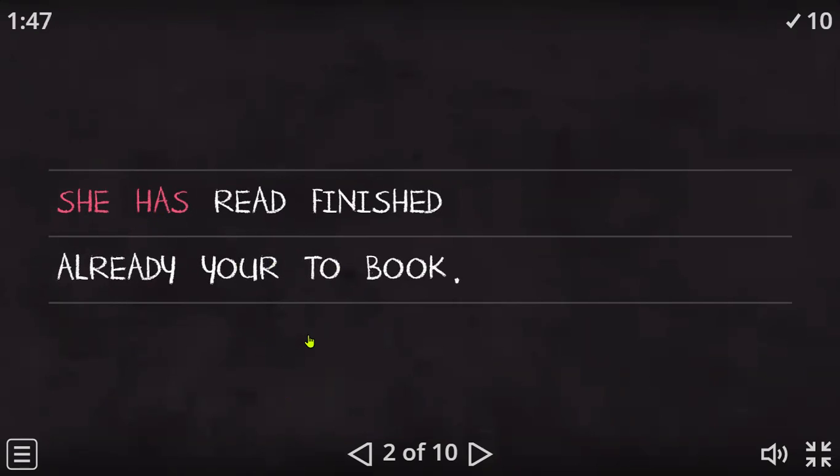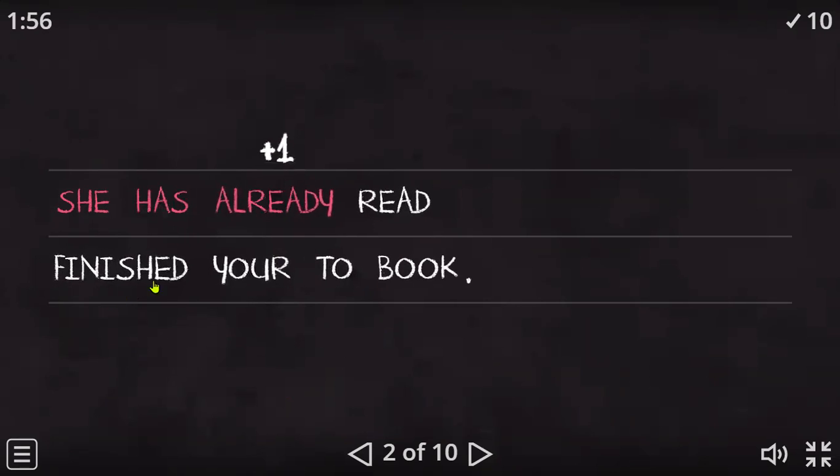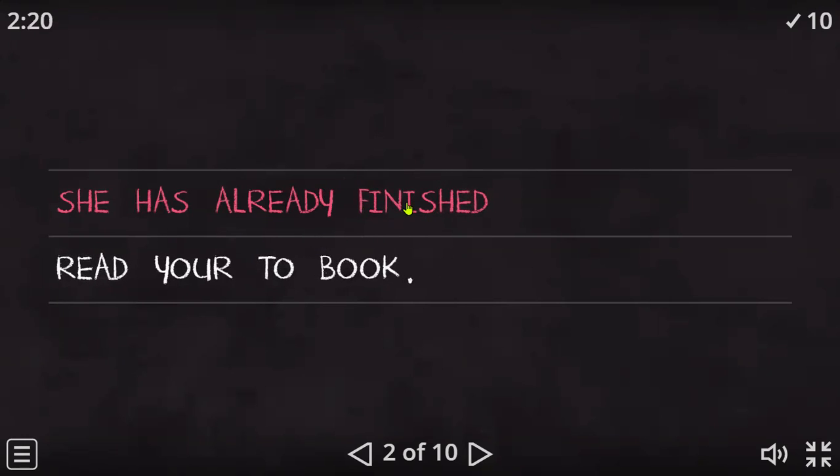She has your red book. Okay. She has to read. Ah, okay. See? Already goes before the main verb. Yes or no? Before the main verb. She has. Okay. Read or finished? What is the main verb? Finished. Because finished is the main verb, it's not read in that case. So the second verb is read. To read your book. All right. There it is. It's completed and ordered.